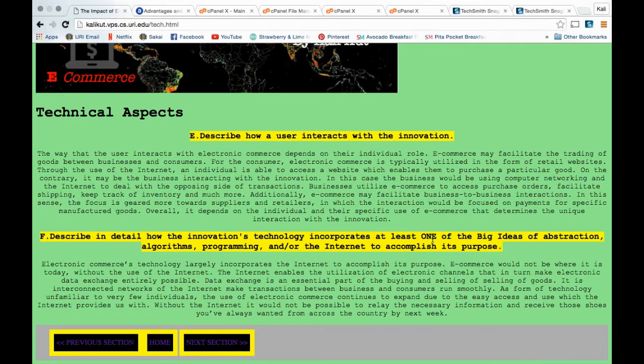In the case of a business, they may be using a computer networking or the internet to deal with the other side of things. This means receiving purchase orders, working with shipping, tracking inventory, and more.